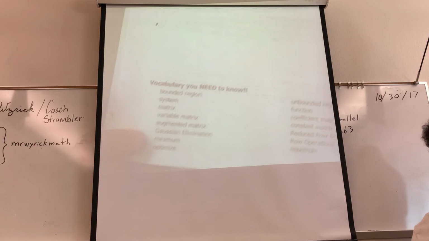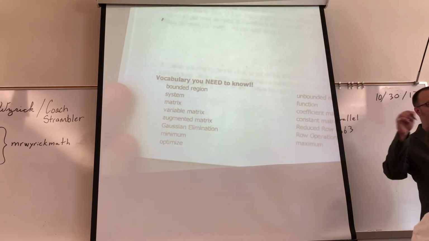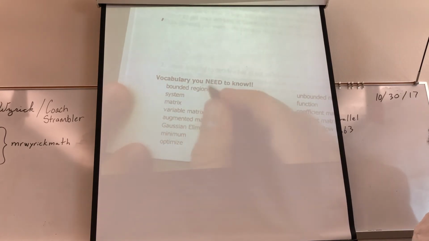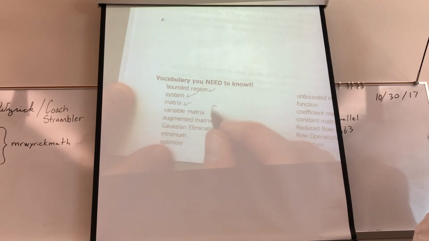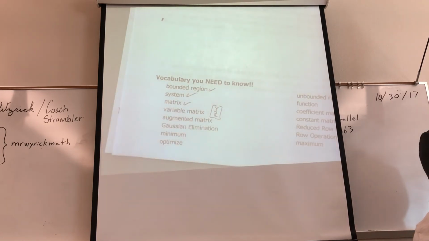On the vocab, bounded region means we're shading, and it's closed in on all sides. A system of equations is more than one equation. The matrix is the way of organizing stuff. The variable matrix is the one that we kind of skipped over, that's like the X, Y, Z. The augmented matrix is what we had when we were shifting the numbers around. Gaussian elimination, you know what that is.